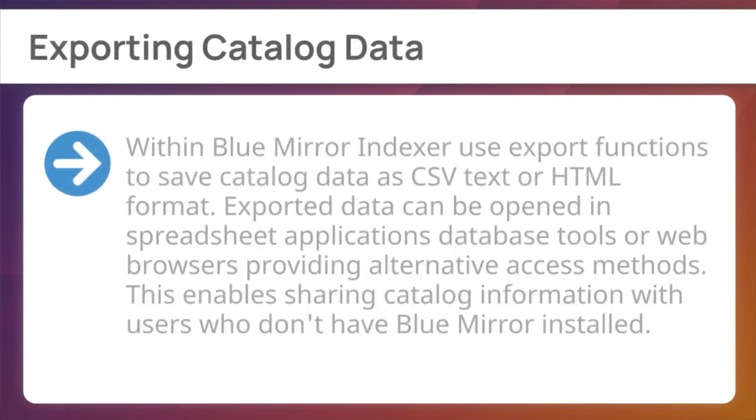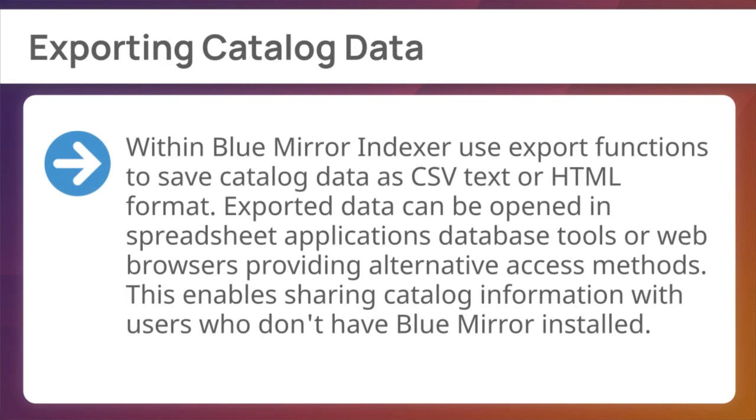Next, exporting catalog data. Within Blue Mirror Indexer, use export functions to save catalog data as CSV, text, or HTML format. Exported data can be opened in spreadsheet applications, database tools, or web browsers, providing alternative access methods. This enables sharing catalog information with users who don't have Blue Mirror installed.